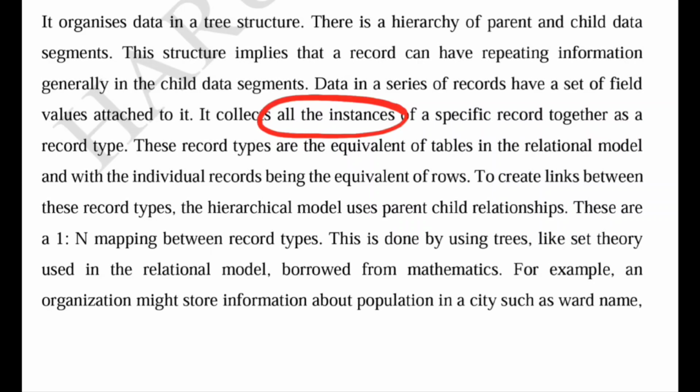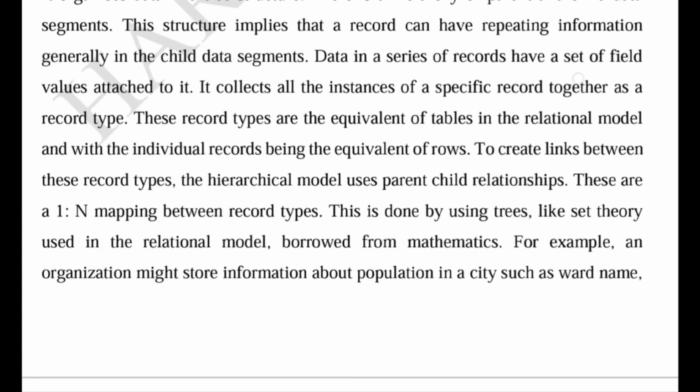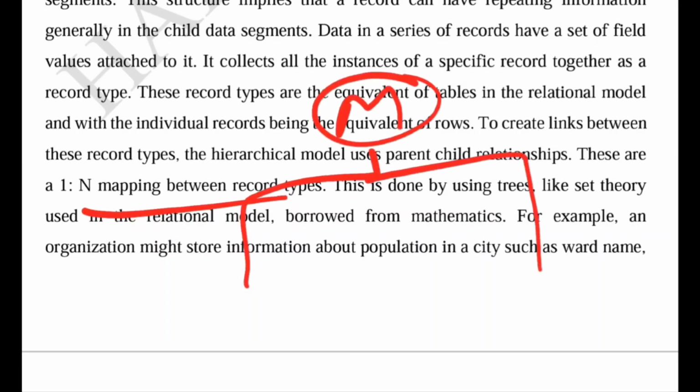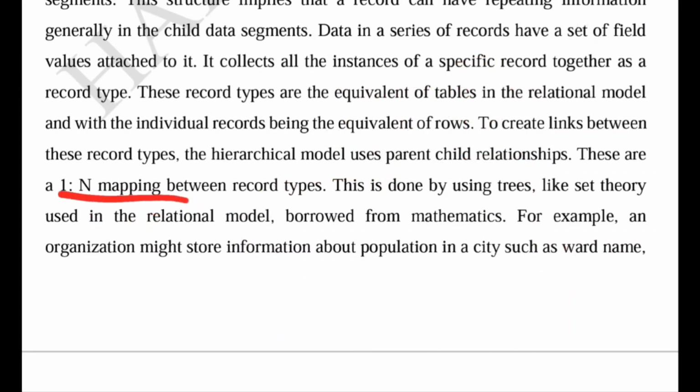So to show that relationship between data, it creates a parent-child relationship. These are 1:n mappings between record types, as we can say that one map is constructed with many points and that are shown at many layers. So we can say that this one point, that is the map, can be shown as made with the help of many points A, B, C, D, and so many points, that is n number of points. So it has the 1:n mapping between the record types. This is done by using tree-like set theory, used in the relational model, borrowed from mathematics.